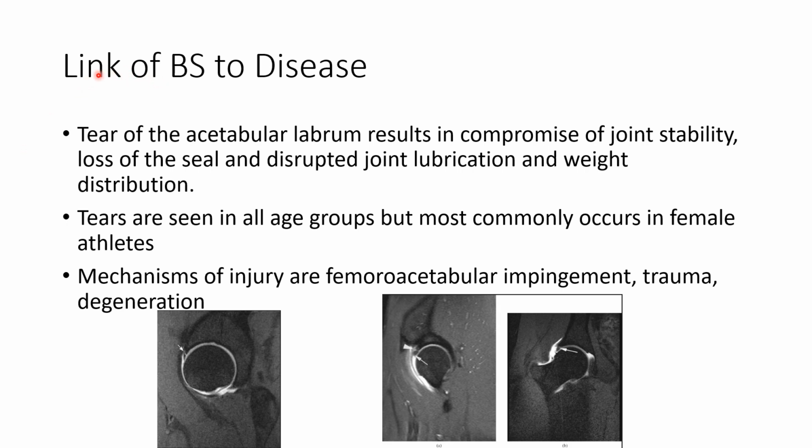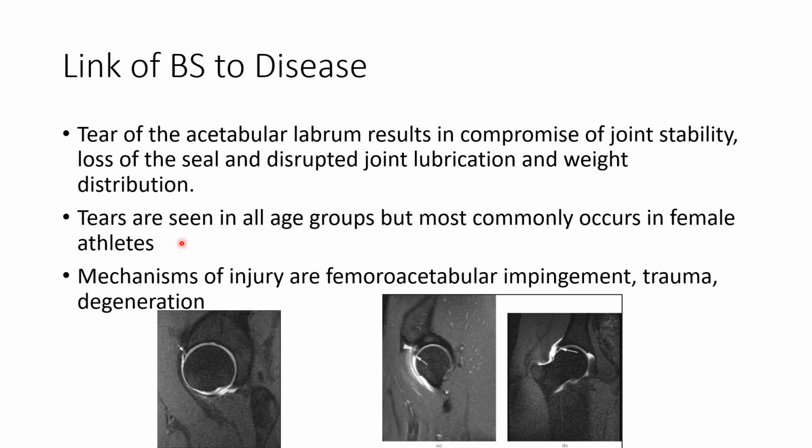Let's keep going here. So this is the link of the basic science to the disease. The tear of the acetabular labrum results in the compromise of joint stability, loss of the seal, and disrupted joint lubrication and weight distribution. So you can imagine this would be very painful or disruptive to somebody playing sports or even just walking around, moving. Tears can be seen in people of all age groups, but most commonly occur in female athletes, is what the literature says about that.